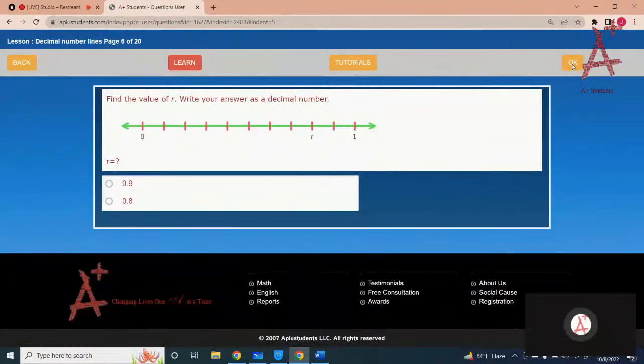Okay, find the value of r. Write your answer as a decimal number. So the value of r is, you have 8 intervals from 0 to r, so it would be then 0.8. Got it?